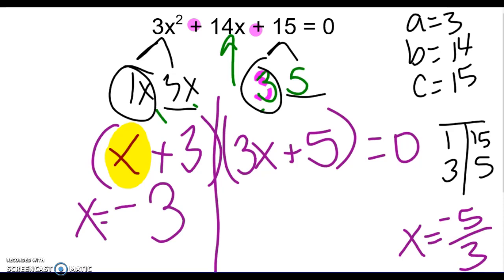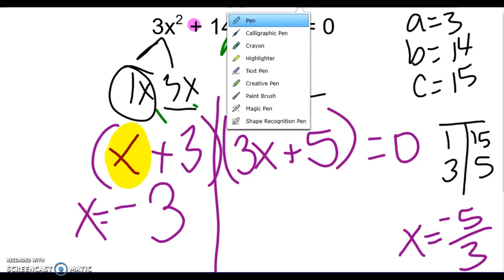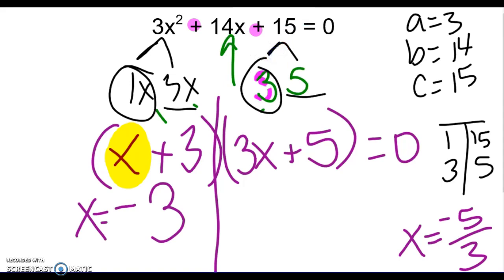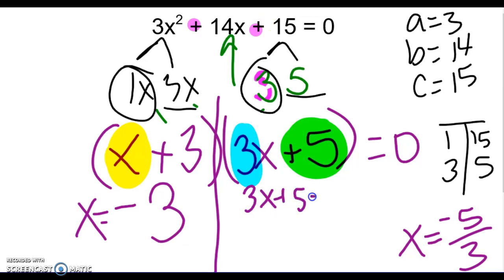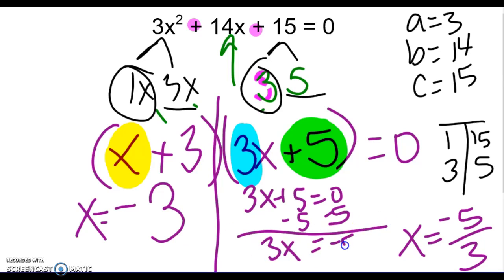Do you see where the negative 5 comes from? The negative 5 is right here. But you're like, but it's positive. Yeah, but how do I undo the positive? I minus it. And then the 3 comes from right there. So if I were to write it out, 3x plus 5 equals 0. Subtract the 5. So I get 3x equals negative 5, and then I divide by 3. Divide by 3, x equals negative 5/3.